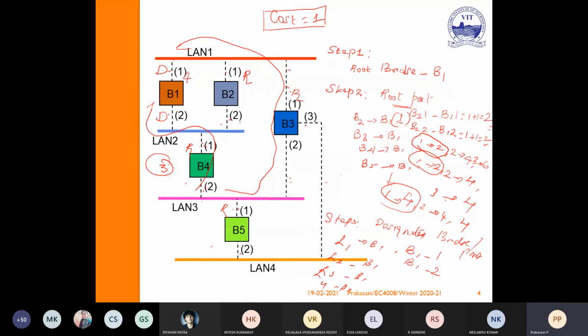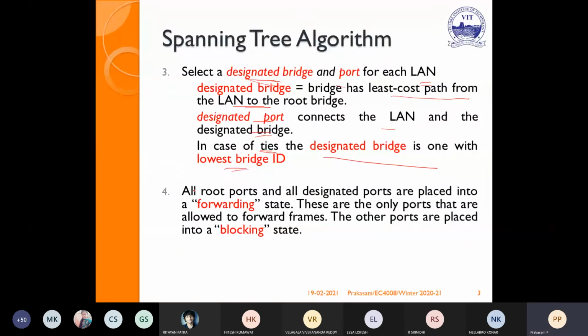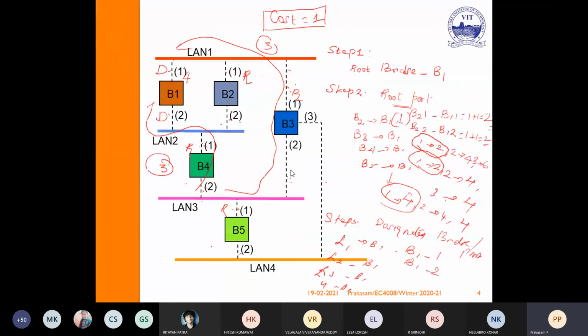In these directions through B3, so 1, 1, 1, cost is 3. Now a tie is happening. How will you select the designated bridge? The one containing the lowest bridge ID. If you are going in these directions, B4 is the bridge. In these directions, B3 is the bridge. Now you compare these two, B3 is the lowest bridge ID.